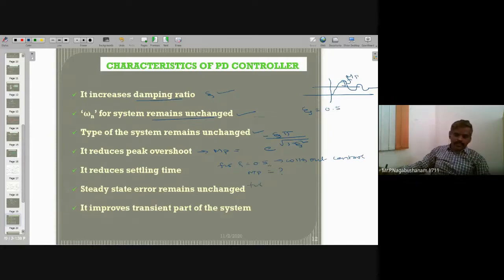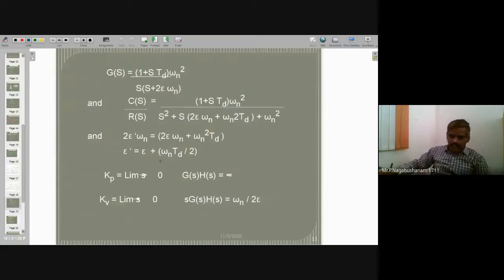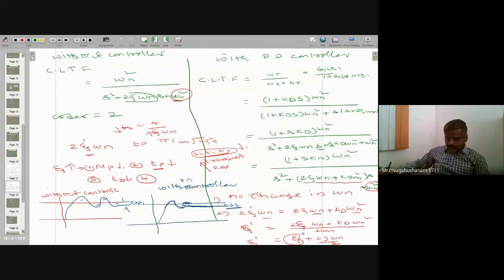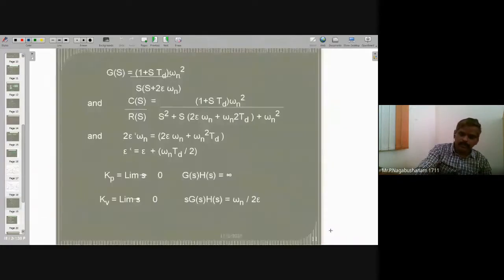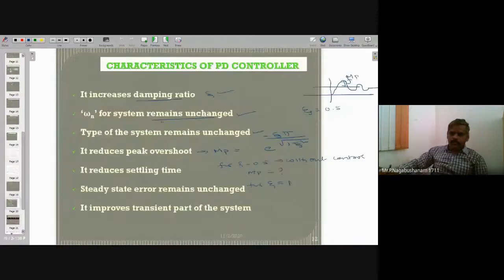For zeta increasing, assume zeta equal to 1. Zeta 0.5 plus something; assume this something is 0.5. 0.5 plus 0.5 is 1. Now find the Mp value. Compared to the first one, Mp is going to decrease. This zeta equal to 1 is with the controller. So that is the advantage.